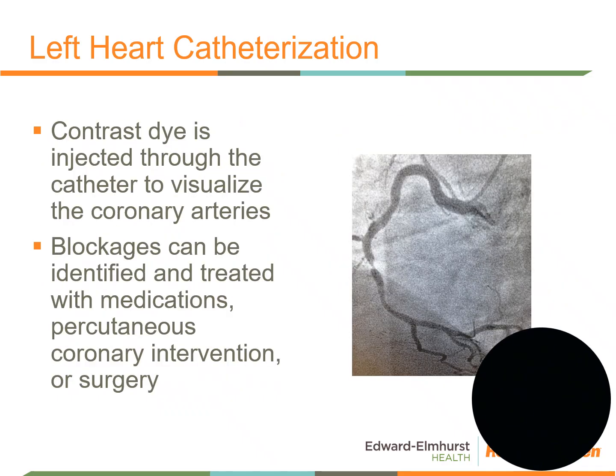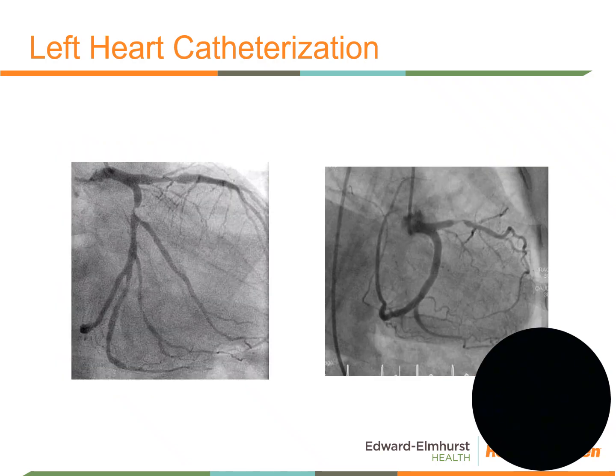So we use contrast dye. It's injected through the catheter to visualize those coronary arteries. Blockages can be identified and treated with medications, percutaneous coronary intervention, or surgery. So we can see there's that tight spot in that right coronary artery in the mid to distal section. Depending on what the left side looked like, we could treat that one pretty easily with a stent.